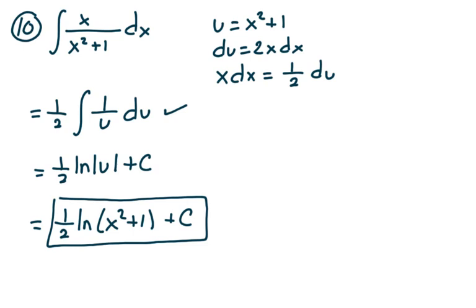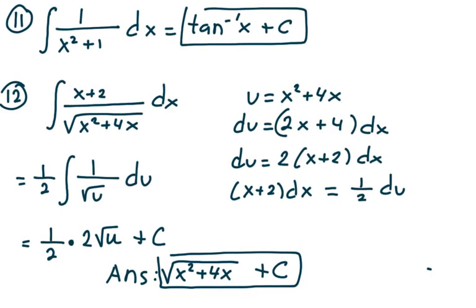So this is 1/2 natural log of the absolute value of u plus c, but u is x squared plus 1. So we get 1/2 natural log of x squared plus 1 plus c. And I don't need absolute value bars on the last line because x squared plus 1 is always positive, and I don't have to worry about taking the natural log of a negative number. I only have to have absolute value bars if there's a chance that you might have a negative value inside the natural log, if that makes sense. Okay.